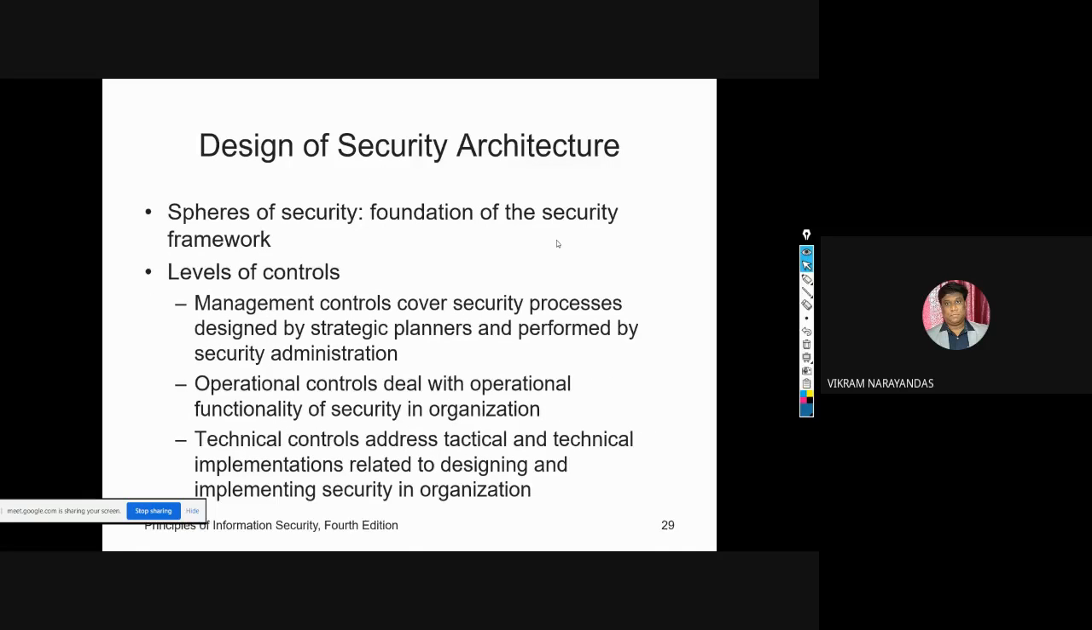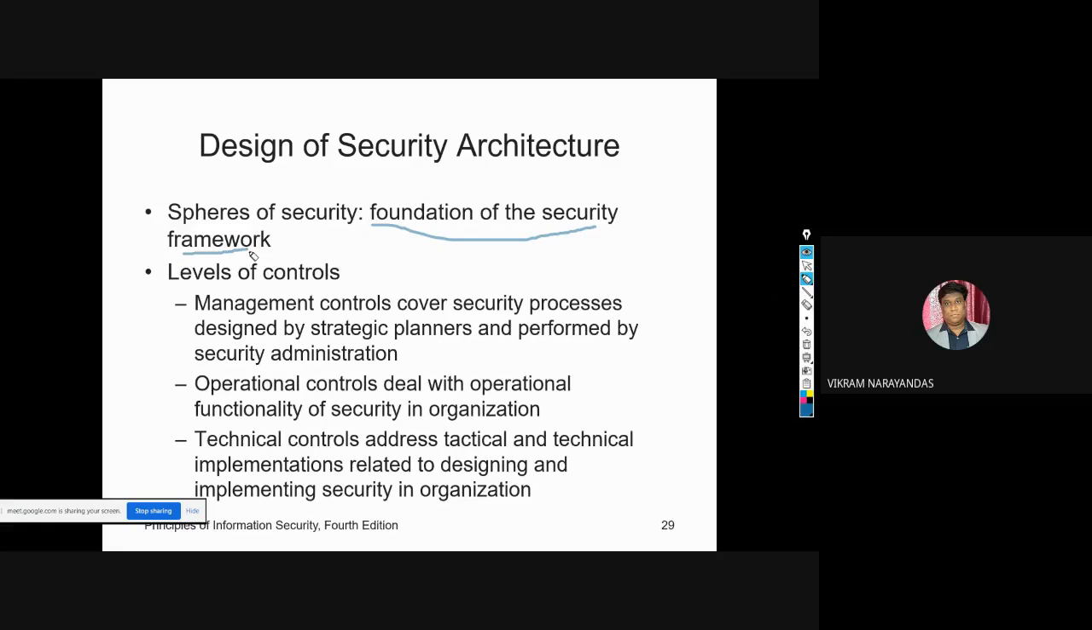Design of security architecture is a 3 marks question. One is the spheres of security. What are the spheres of security? It is the foundation for the security framework.